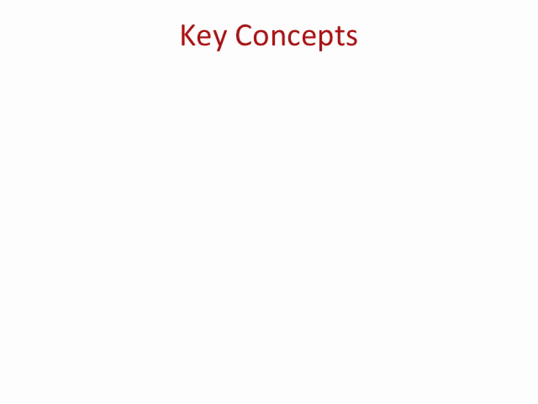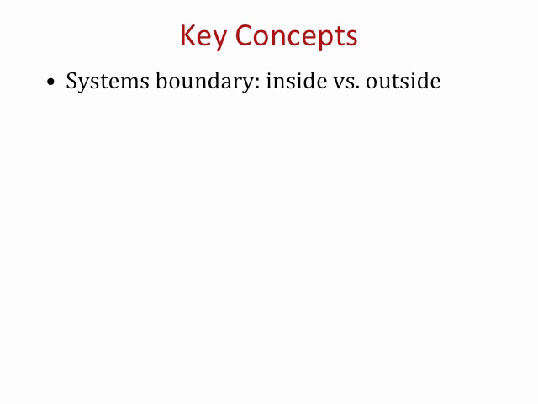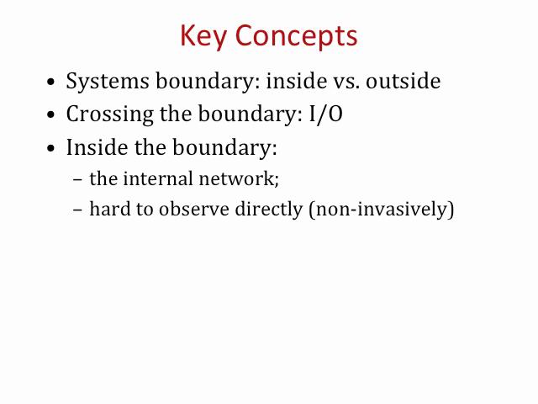So first up are the key concepts in dealing with open systems. First, we have to define the system's boundary. This divides the world into what's inside the boundary and what is outside the boundary. Then we define fluxes that cross the boundary, the inputs and the outputs. Inside the boundary, we have the internal network of reactions taking place.